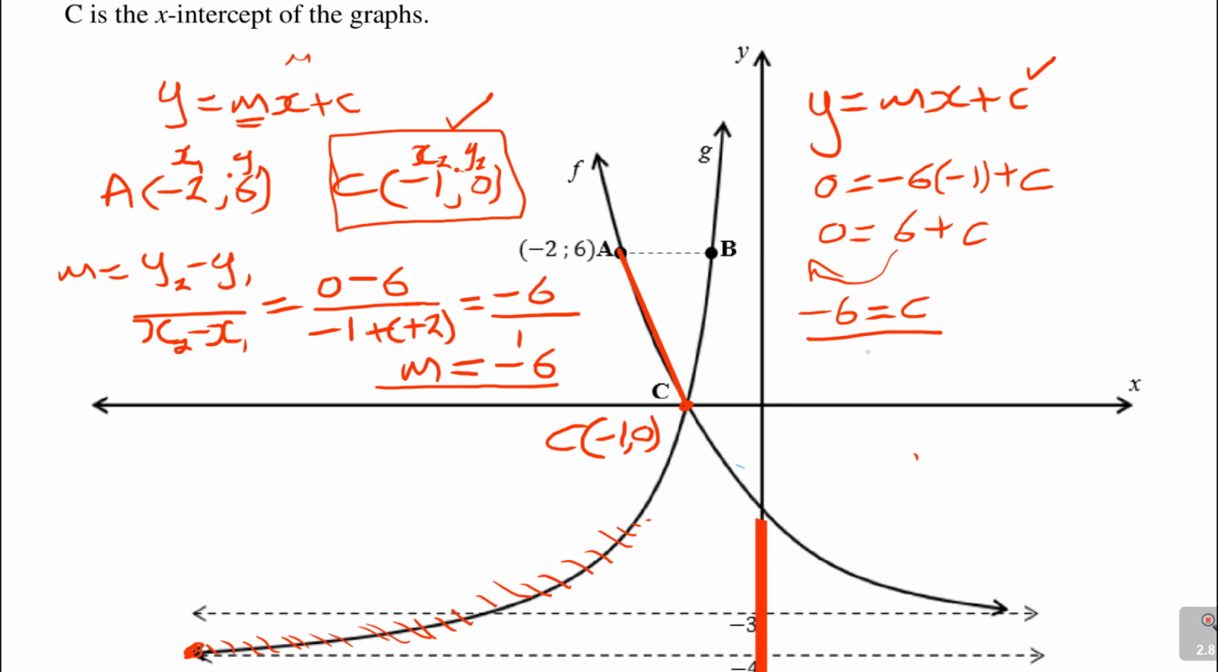When you have done this, you write the equation of a line. y is equal to m. What was m? Minus 6, and then x, and then minus 6. Then that becomes the answer here.